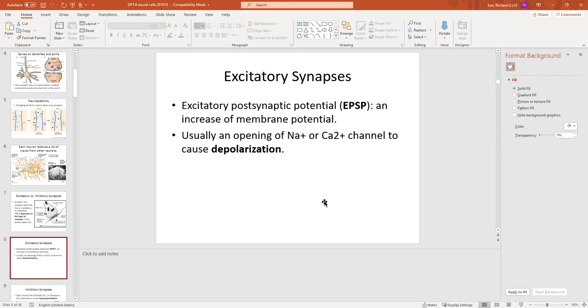That will bring up the membrane potential because these are positively charged ions, and that leads to depolarization. And that's the excitatory synapses.